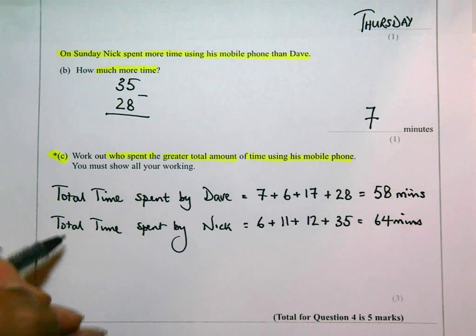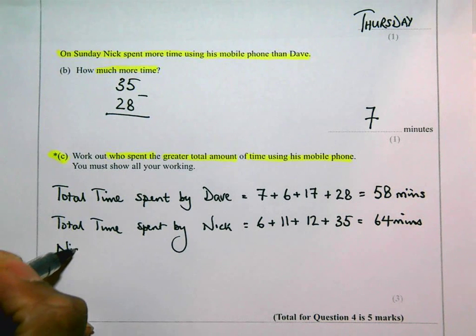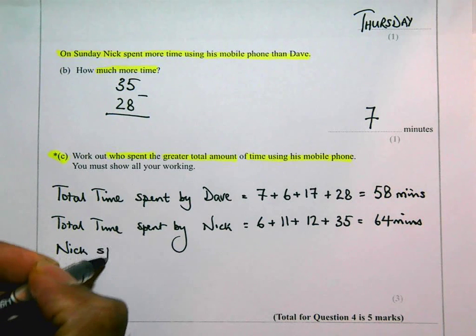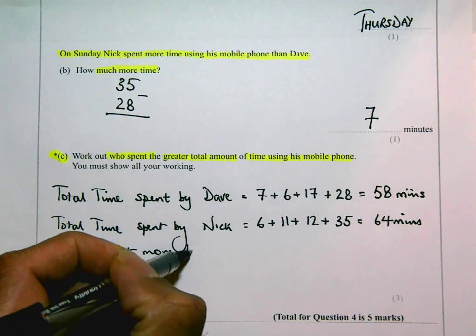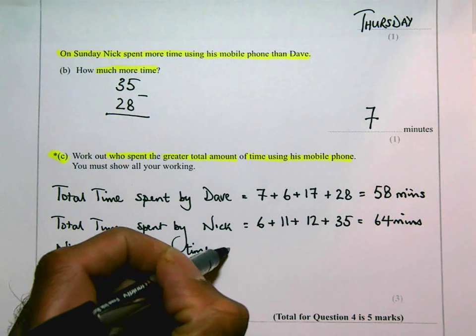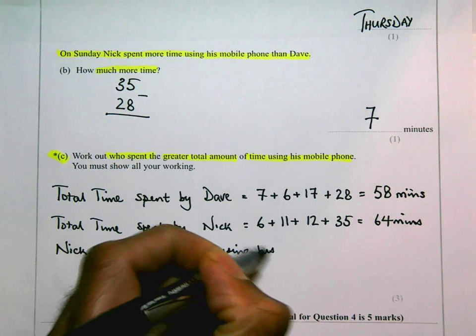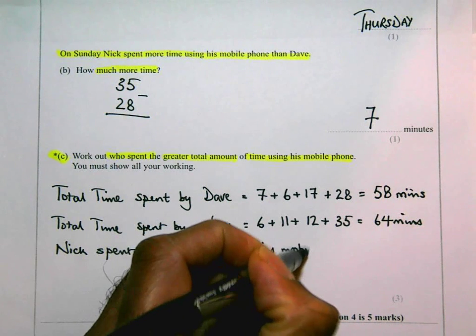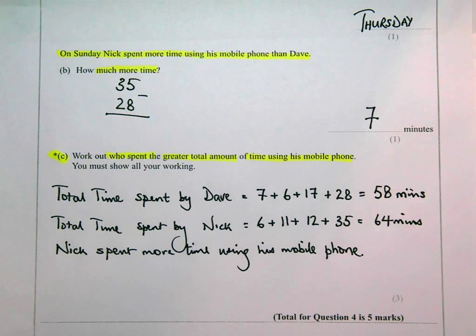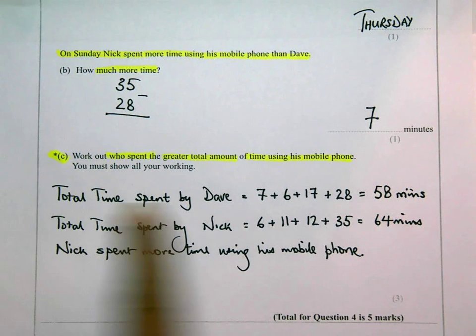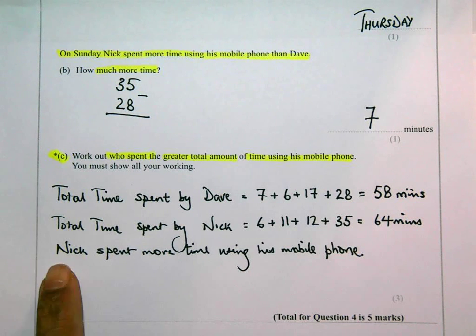So Nick spent more time using his mobile phone. You can see there I've written my answer as a sentence, and I've got enough there to get the 3 marks for this. 1 mark for each of those lines of working, and then my sentence indicating clearly my answer gives me a 3rd mark.